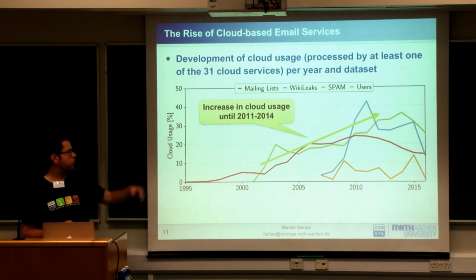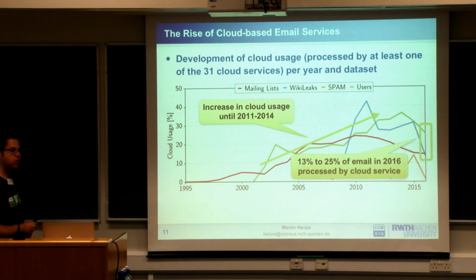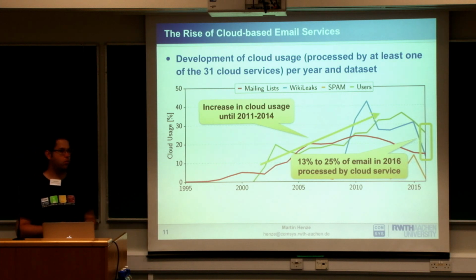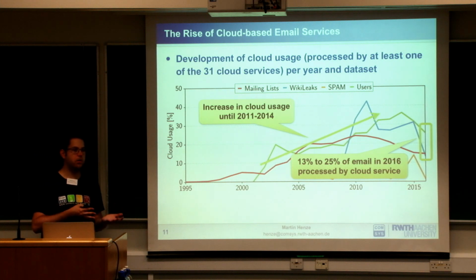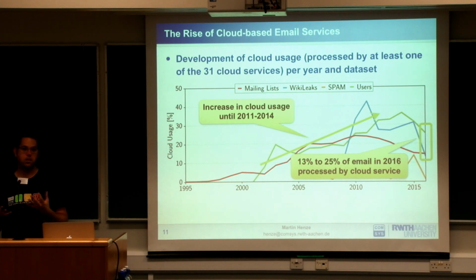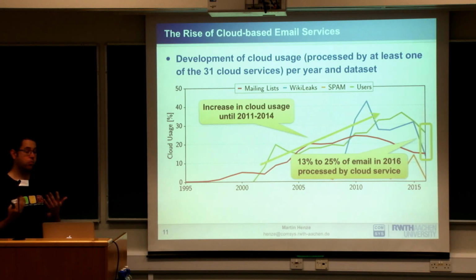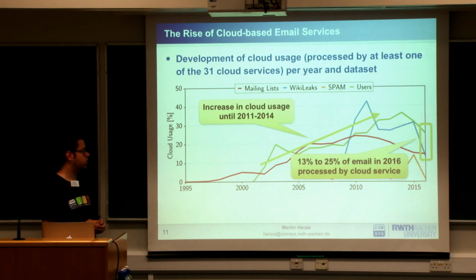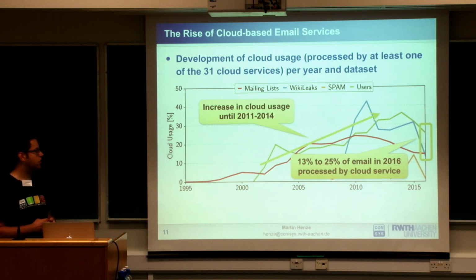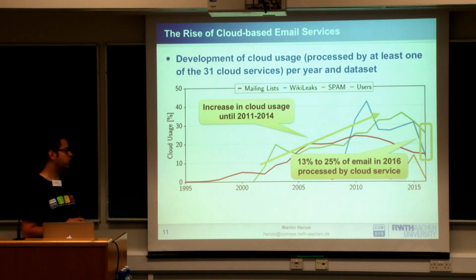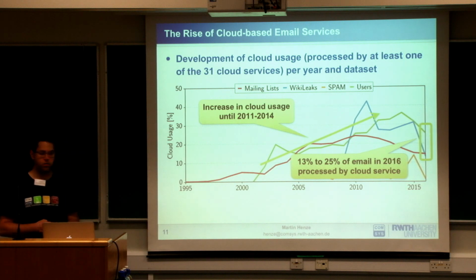But then there's a drop, which is really funny, and we are not sure why that happened. Perhaps it might be all this Snowden thing or whatever. But in this part of the data set, of course, it's a bit biased because the mailing lists are mostly technical mailing lists like IETF, Apache, and so on. So probably people really decided to move away from cloud infrastructure. But still, at the end of last year, depending on the data set, between 16 and 25 percent of all emails had been processed by a cloud service.